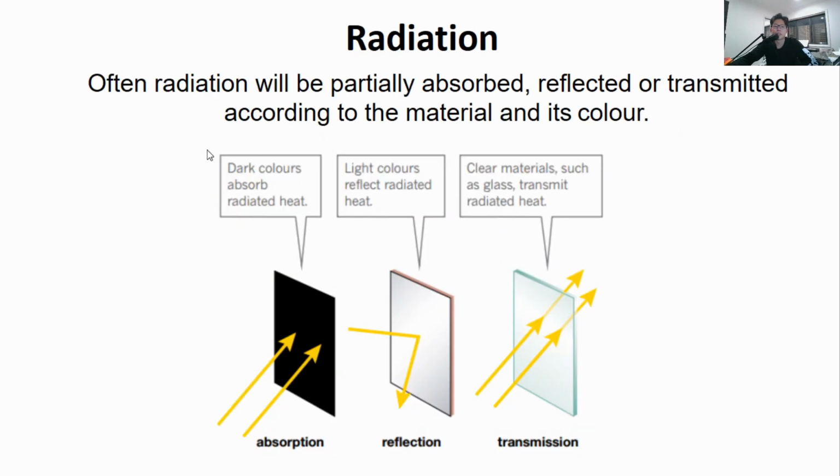The amount of heat an object absorbs, reflects, or transmits depends on its material and its color. Dark colors such as black or gray, anything in that dark area, absorb more heat. This is why white cars are cooler in the summer than black cars, because black cars will absorb that radiated heat. Light colors reflect the radiated heat, such as white or anything in that lighter spectrum. And clear materials such as glass transmit radiated heat, which means it just flows right through.